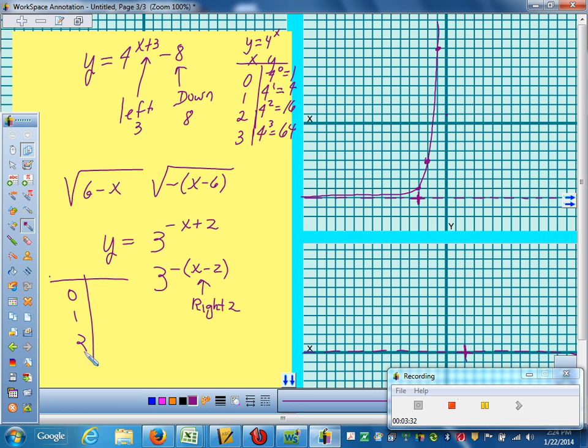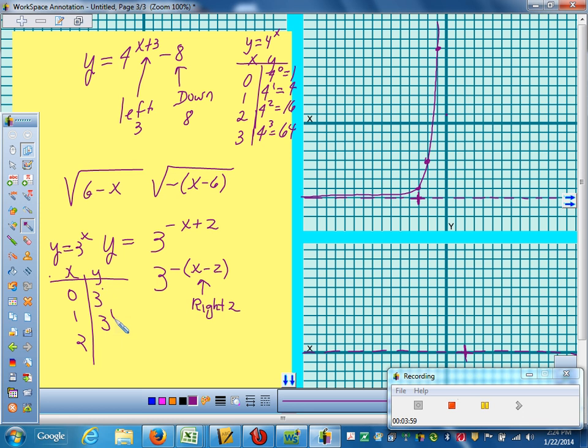Probably not going to do 3 because it's going to get too big. Remember, when you go to plot it, you've already shifted it. The negative we know is going to flip it. When you go to plot these, all you are plotting is the base to the x power. You do not have to do anything else. Just the base to that power. Plot your points.